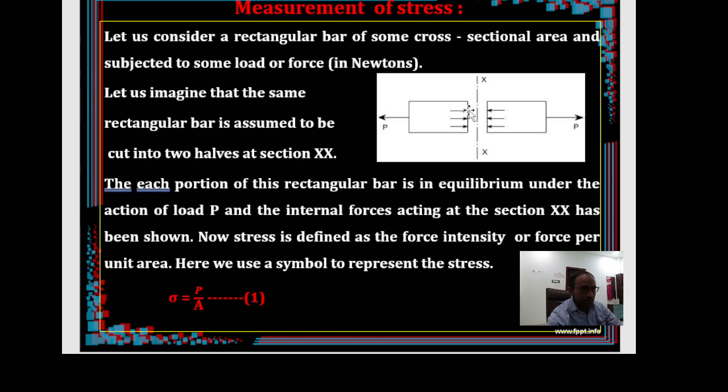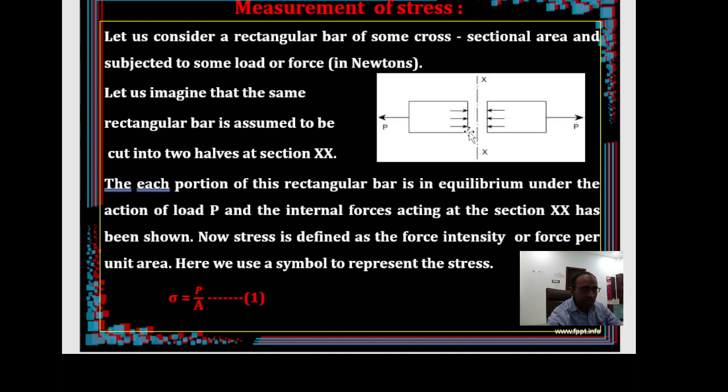At any cross section, the force per unit area is what is called stress. That is how we can calculate it. You take the cross section at any location, and that force divided by the cross sectional area is how we calculate the stress.